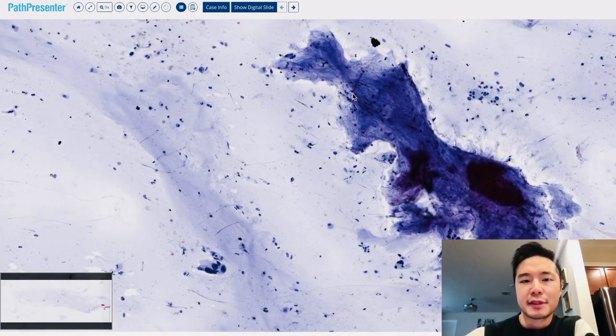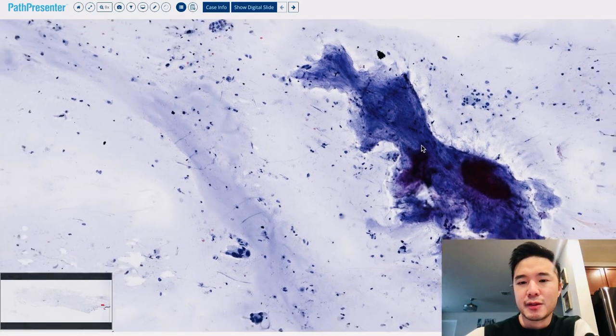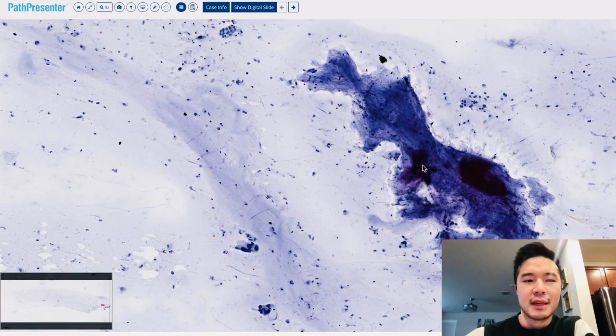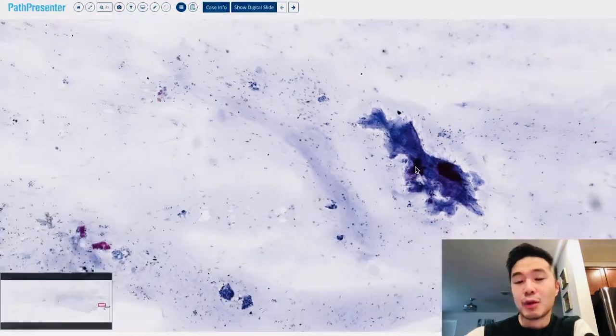And here we have some mucin as well. This kind of snot-like substance is what I equate to mucin.